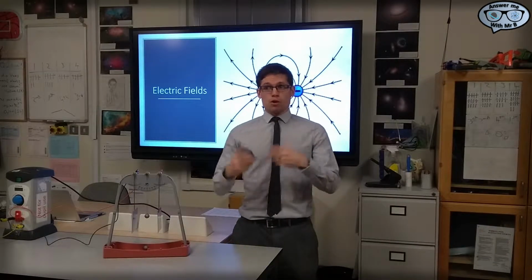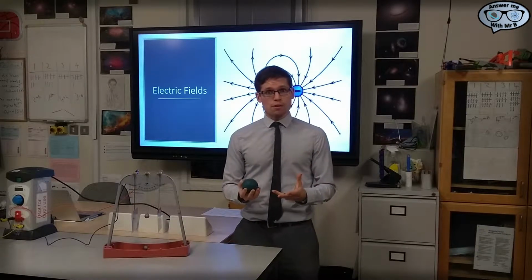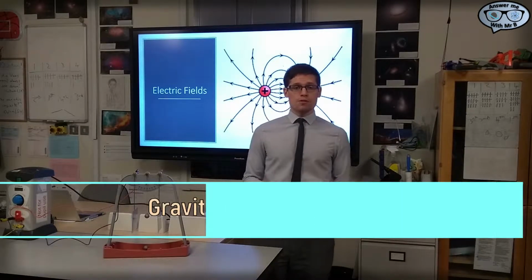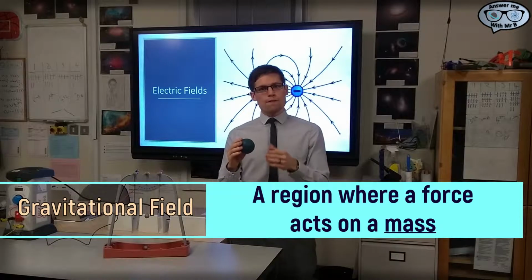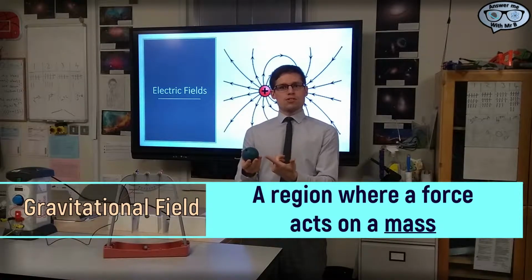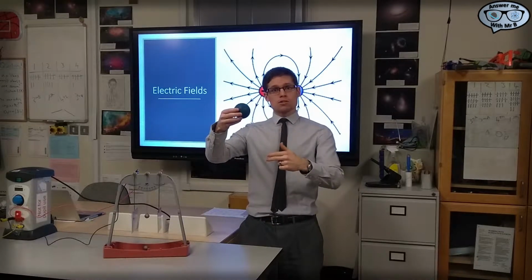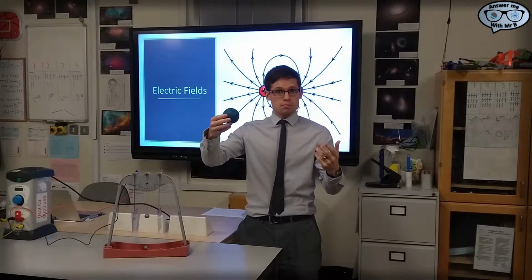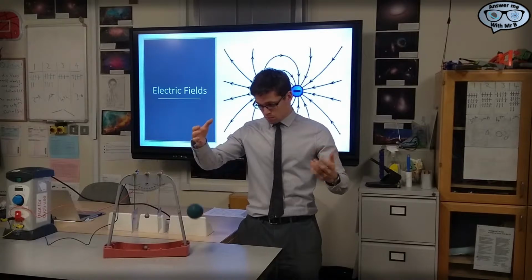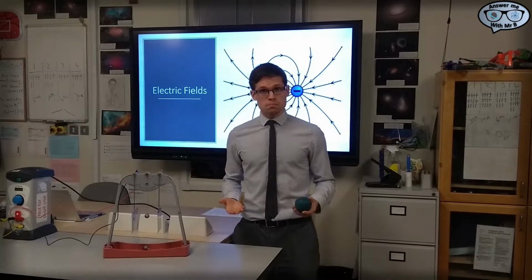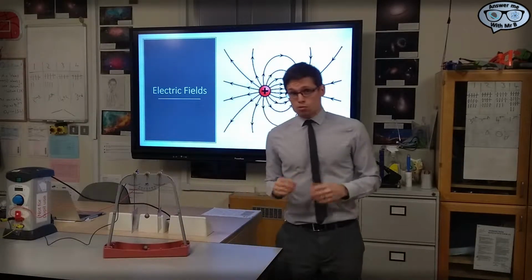That works because we are right now in a gravitational field. And a gravitational field is a region where a force acts on a mass. So right now, that force is trying to pull this mass towards the centre of the Earth. And so if I let it go, it falls. And an electric field is really similar to that.